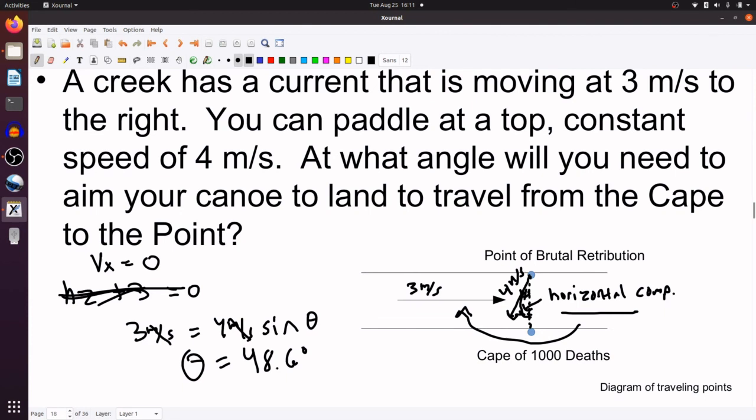So basically put, it'd be pretty steep, to be honest with you. 45 would be roughly half, but you're going to have to aim it over halfway from the vertical so that you get exactly over the creek to get to the Cape of 1,000 Deaths.